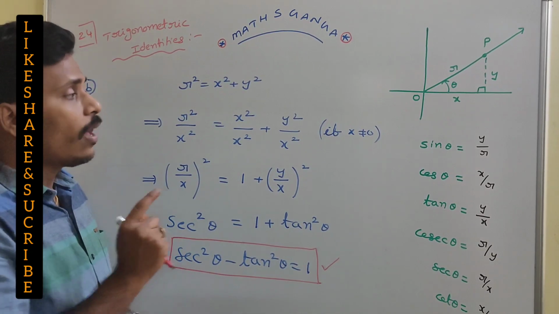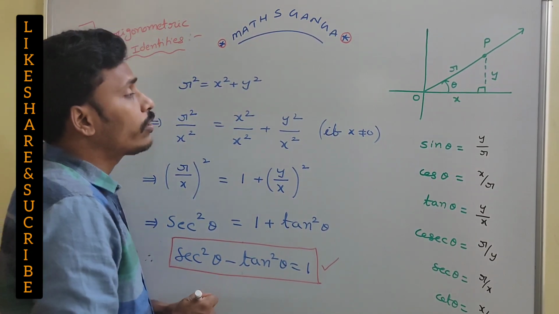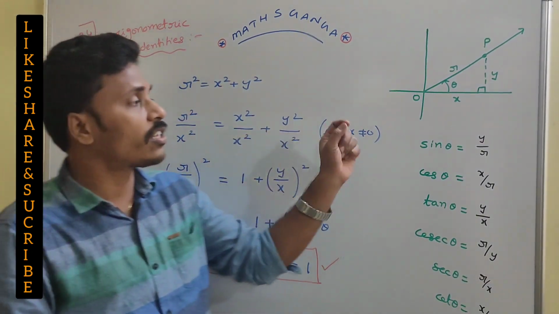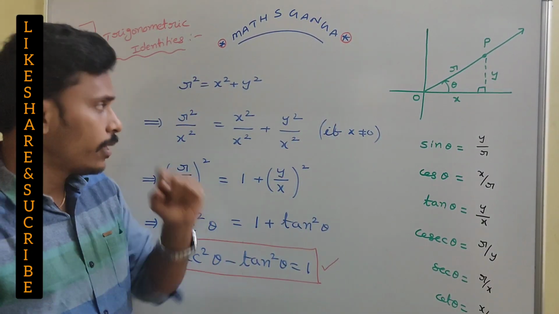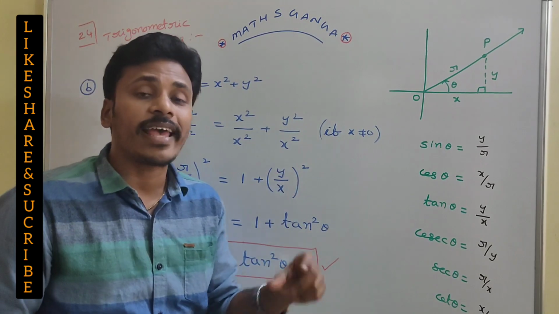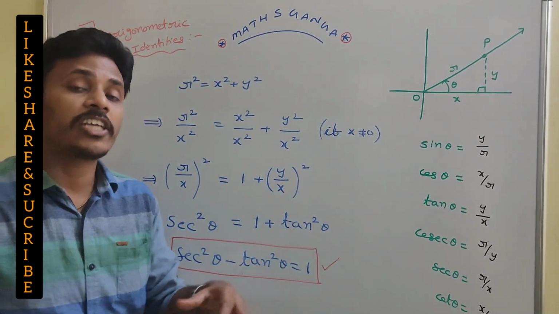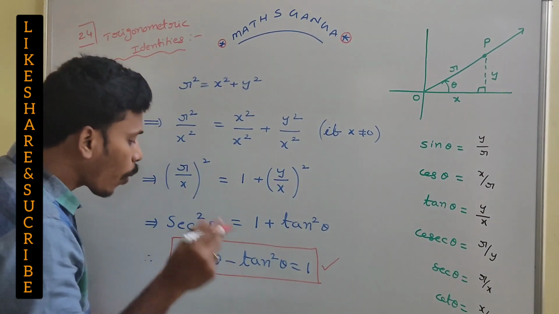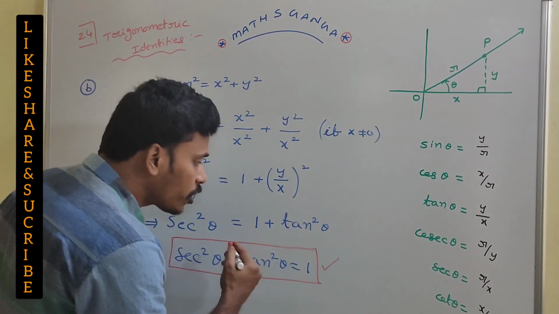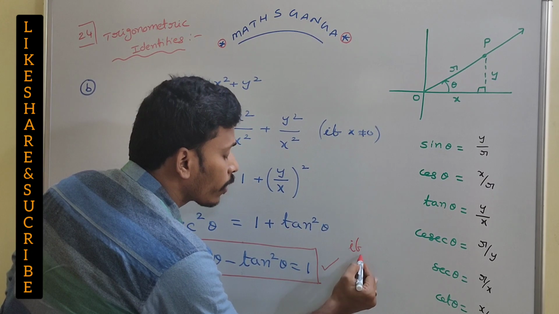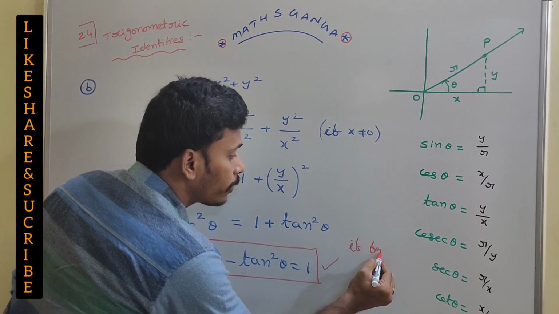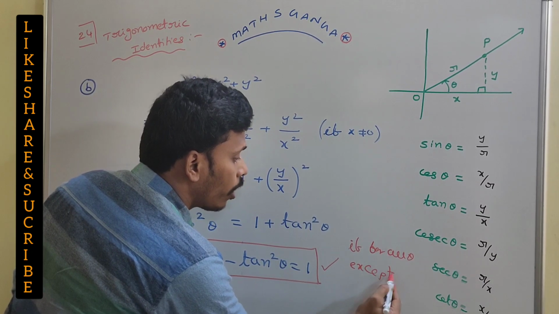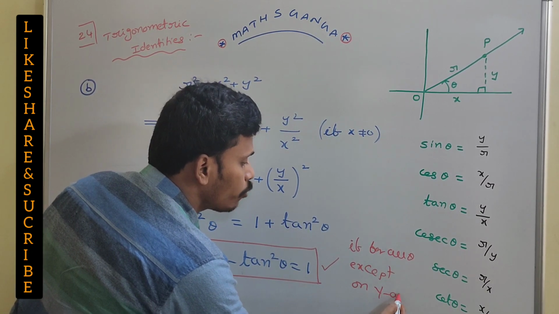Just look there, whenever x is 0. Here, if you look, x is what? This horizontal distance is usually the x. And x equal to 0 in the sense x coordinate is 0. X coordinate is 0 on the y-axis. So if theta is on the y-axis, this fails. So this is true for all theta except on the y-axis.